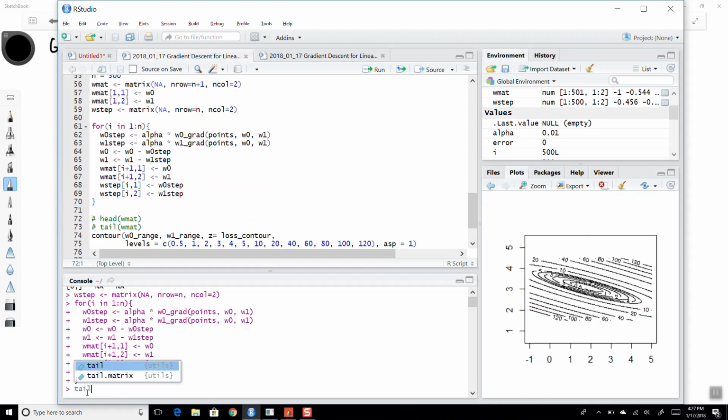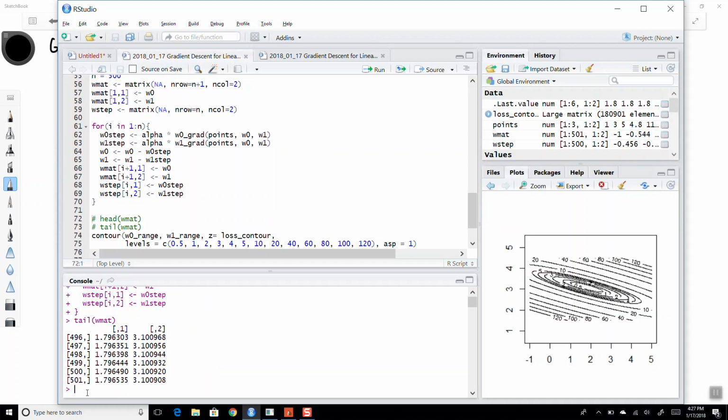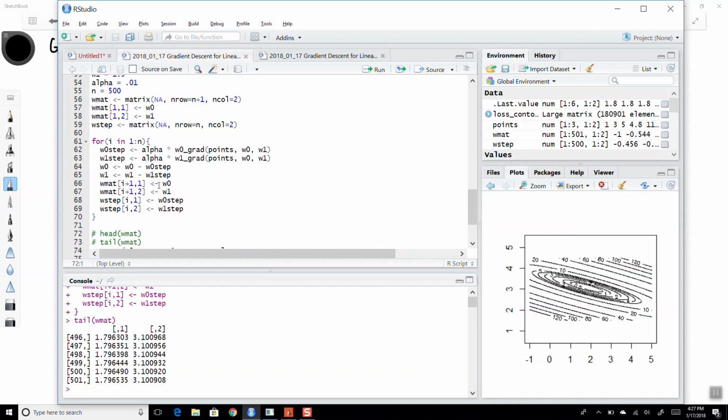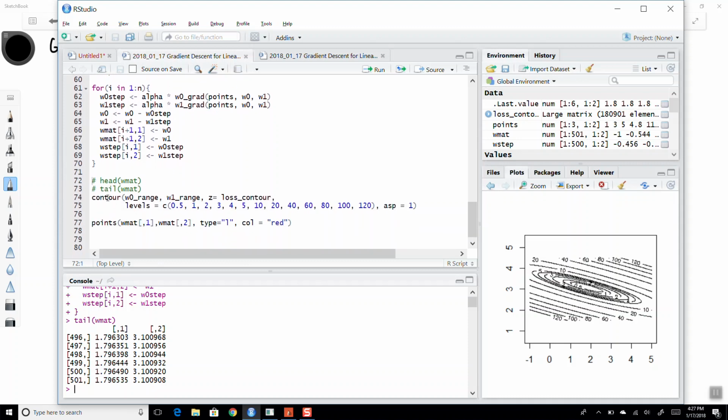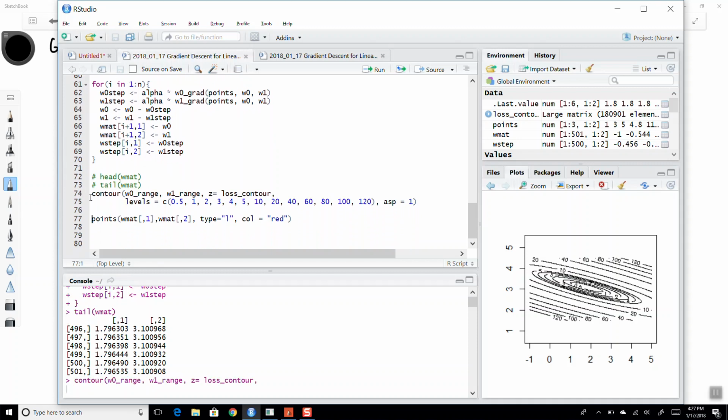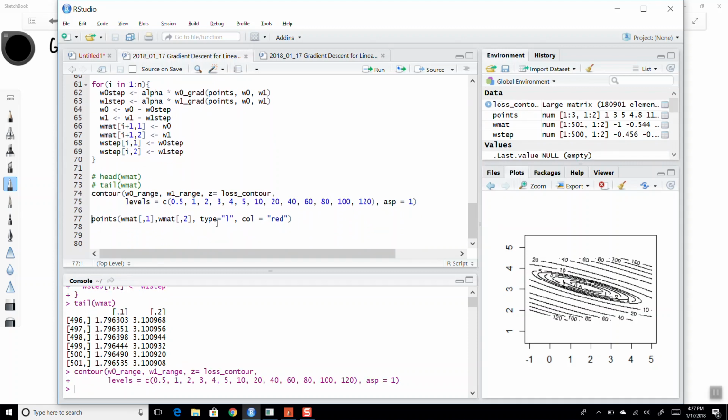All right, we can see how close we got. Let's take a look at the tail of our W matrix. Again, the optimal values are 1.8 and 3.1, and so we got close, not perfectly there. Probably if I ran it for many more iterations, we would get closer. But that's fine.